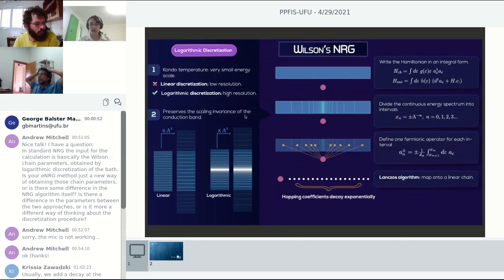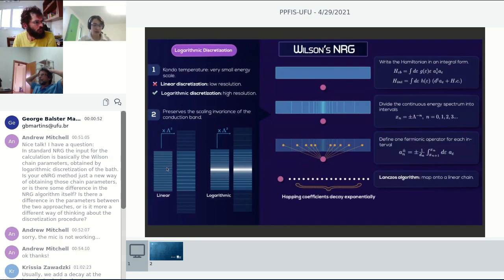The original undiscretized conduction band has scaling invariance. It doesn't have a characteristic energy scale apart from the bandwidth. And we can see that this logarithmic discretization doesn't introduce an unphysical energy scale to the problem when we study its scaling invariance. So in this image, I have a linear discretization and a logarithmic discretization. I am multiplying both by the same factor and restricting the results to the bandwidth.